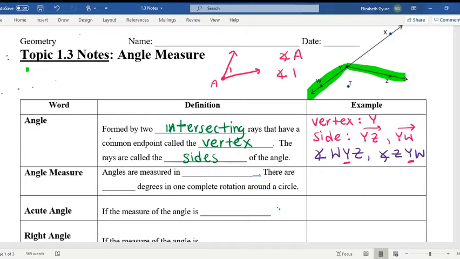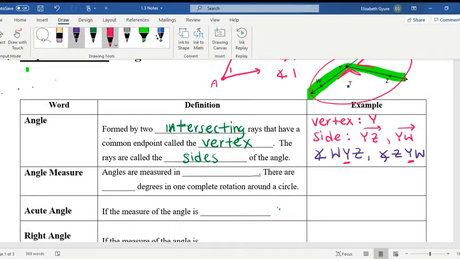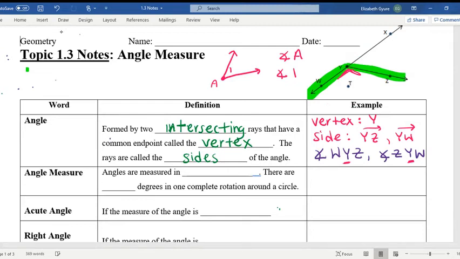So you could name it with 3 letters, or if only the vertex is labeled, you can name it with its vertex or a number on the inside. For this angle here, angle Y would not be an appropriate name for it because Y is the vertex of multiple angles. I wouldn't know if you were talking about this angle here or that angle there. So you just want to be careful with which name you decide depending on the picture.